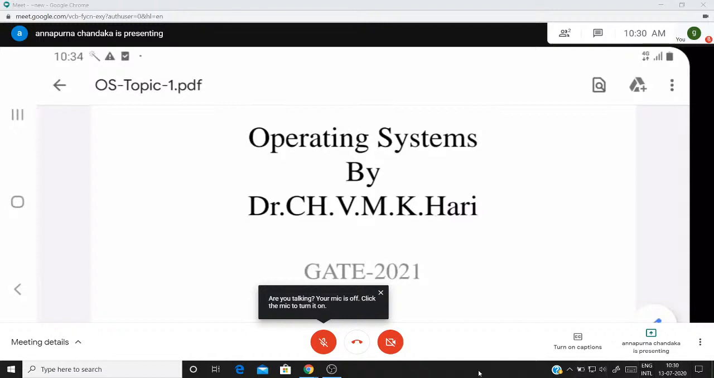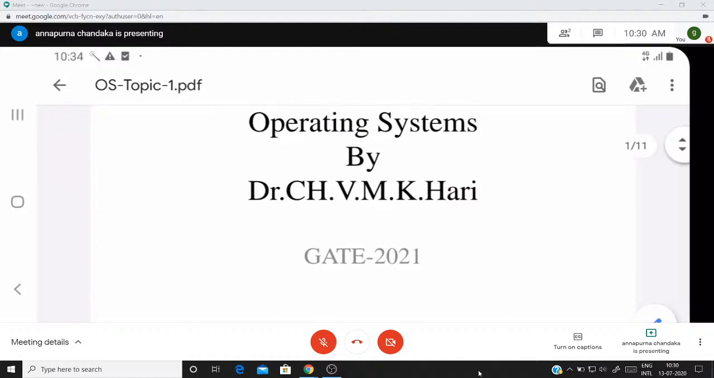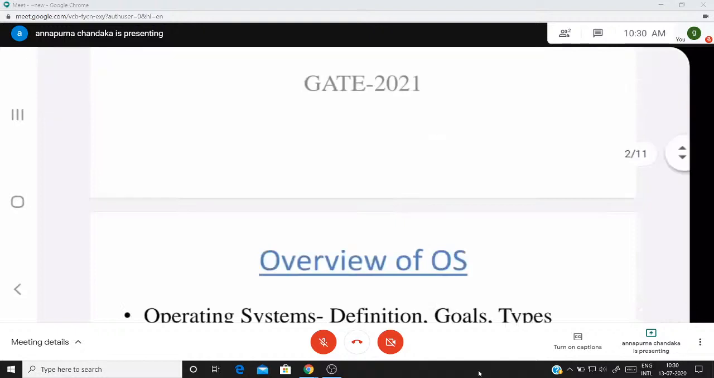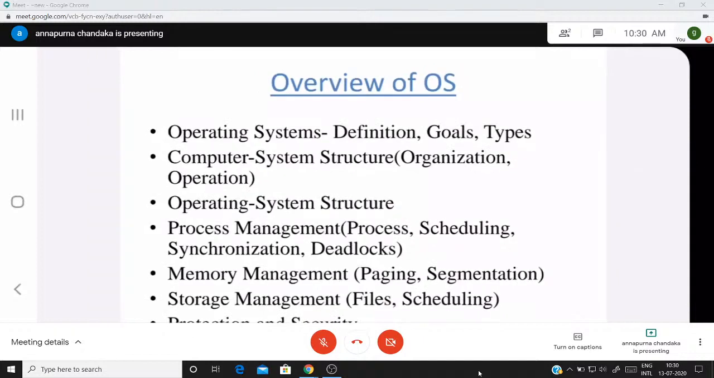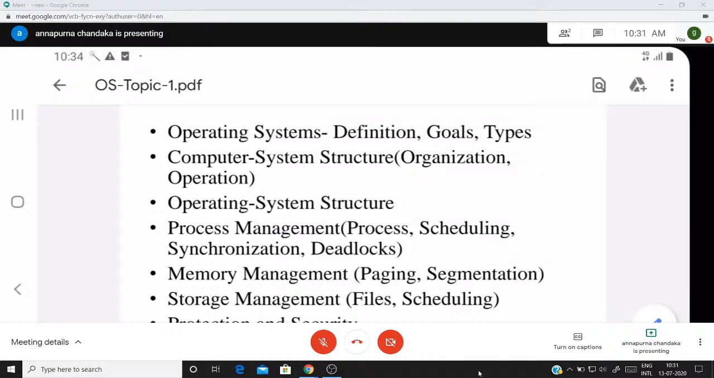Before going to the detailed discussion about operating system topics, first of all, let us see at a glance what we are going to study in this operating system. In the first topic of discussion, what do you mean by an operating system? What are the various definitions of an operating system? What is the main goal of an operating system? What are the different types of operating system? That implies, what is the need of installing an operating system in your computer system? What is the main purpose of an operating system in a computer system? That is the first topic we are going to see.